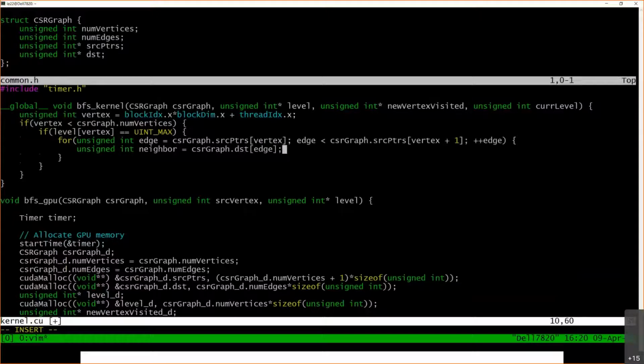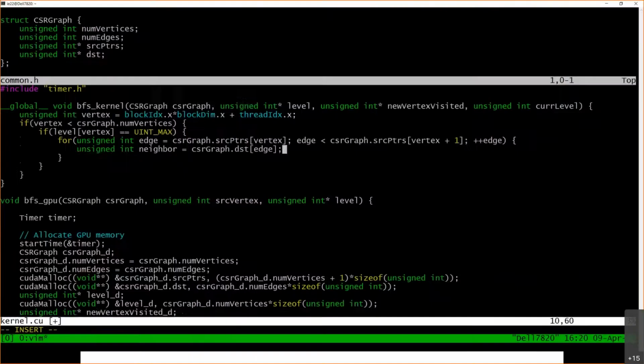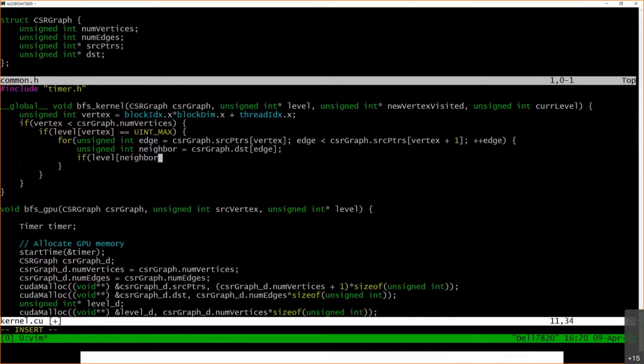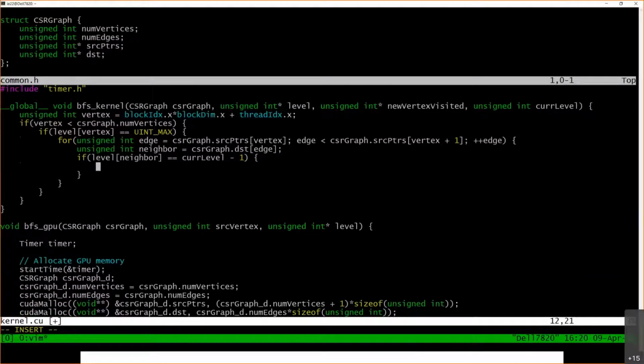And now that I have the neighbor, what do I need to check? I need to check if my neighbor is in the previous level. If my neighbor is in the previous level, I'm going to mark myself as being part of the current level. If my neighbor is not in the previous level, I'm just not going to do anything. Okay, so if the level of my neighbor is equal to the previous level, which is current level minus 1, then what I will do is I will mark myself as being part of the current level. So I will write level[vertex] is equal to currentLevel.